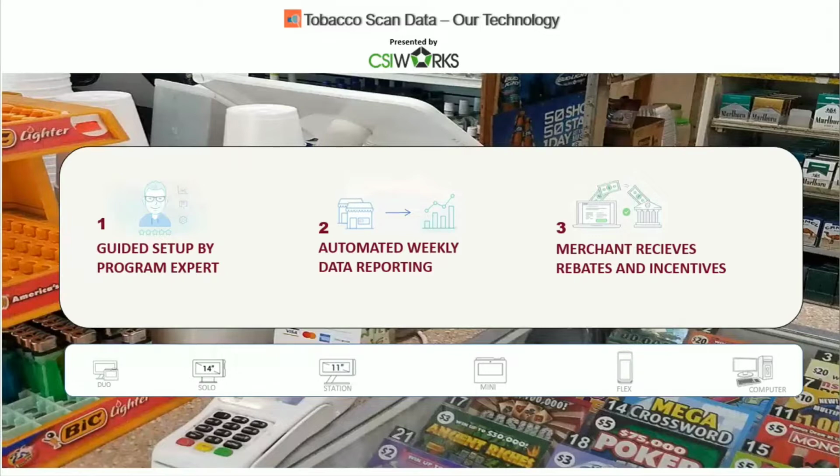The weekly automated data reporting for the program, based on the requirements of the manufacturers, is done on an automated basis, and the merchant receives rebates and incentives directly from the manufacturer without our participation. So we're not in the middle of it collecting money from one party and providing it to another. That relationship between the manufacturers and the merchant is direct, and we are considered just a third-party provider in that scenario. So without further ado, let's jump on the Clover device and see how this processor looks from the eyes of the merchant.